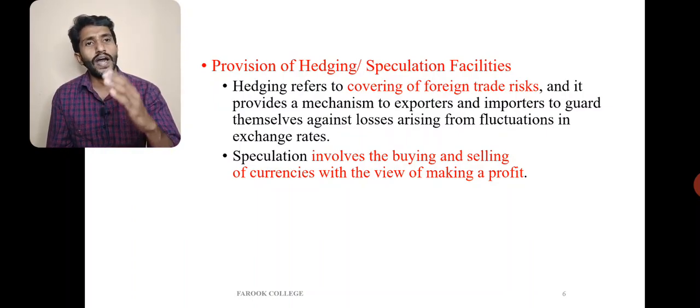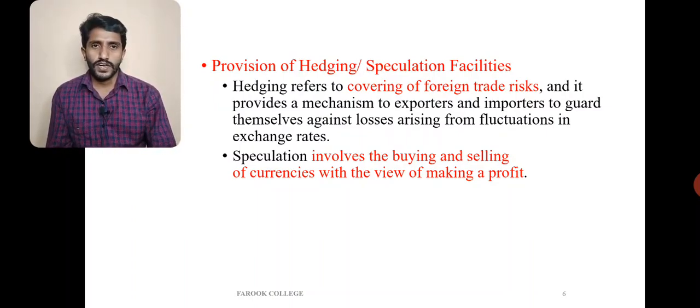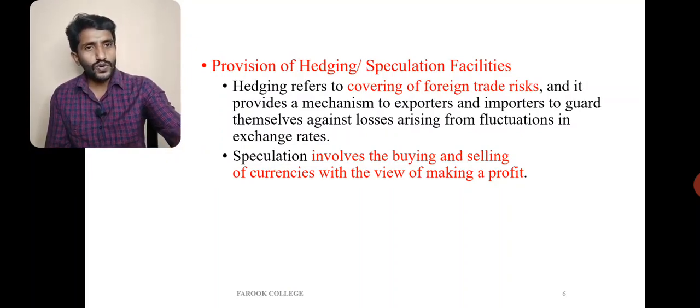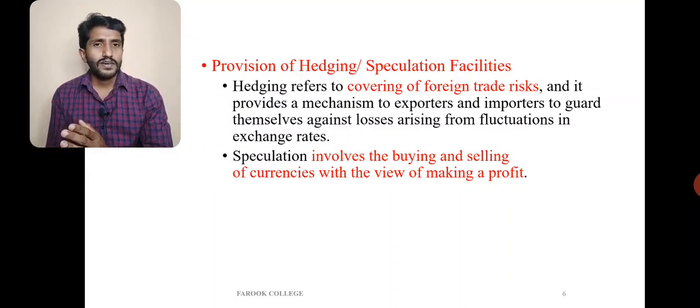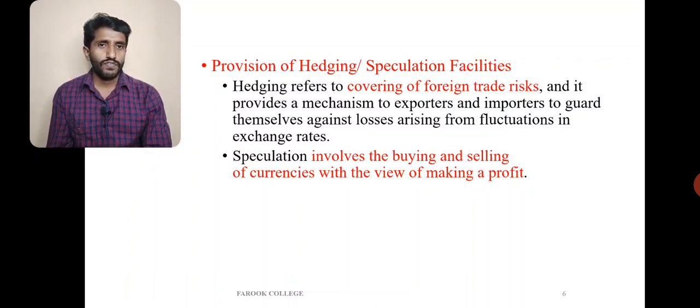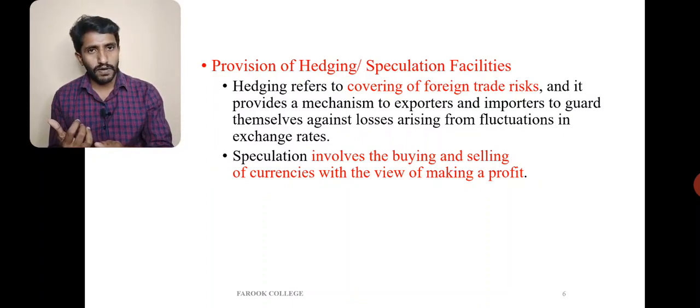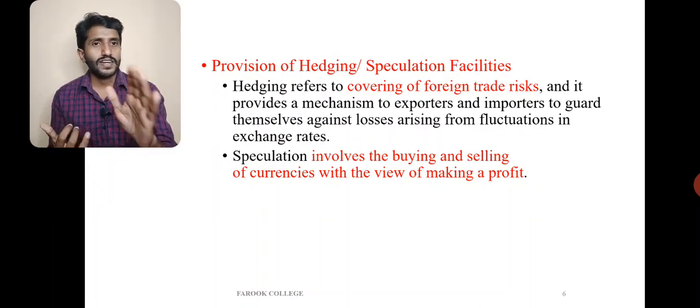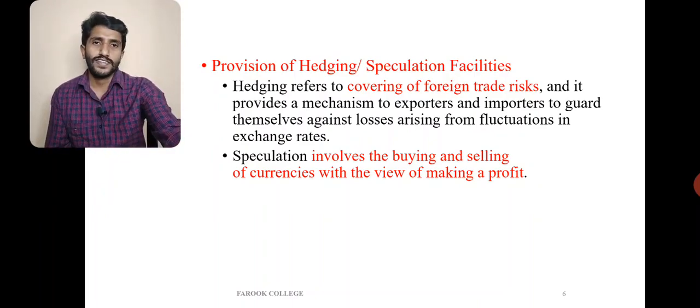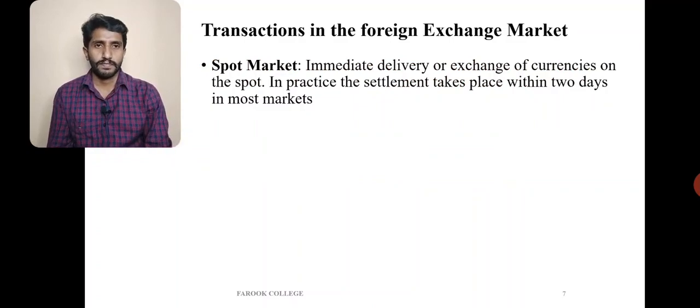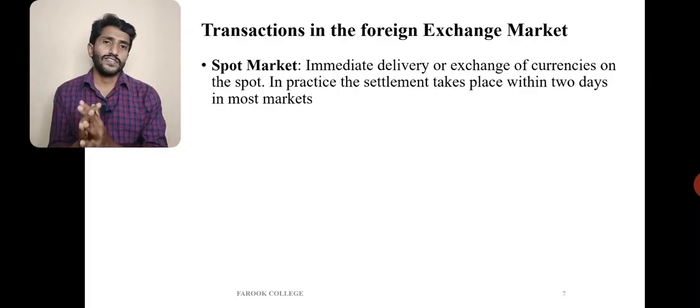So this is also another function of the foreign exchange market. These three are the major functions of the foreign exchange market. Firstly, transfer of purchasing power. Secondly, credit facility. Thirdly, provision of hedging and speculation facilities. Now the question is, what are the different transactions occurring in the foreign exchange market?